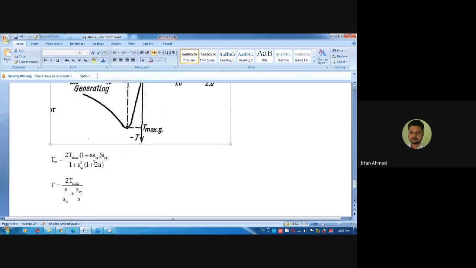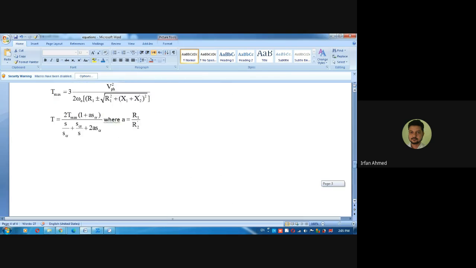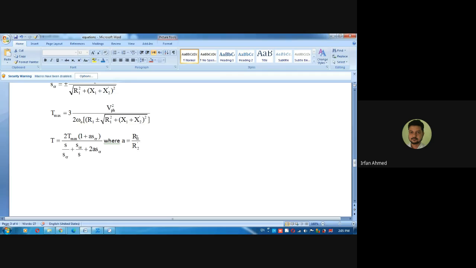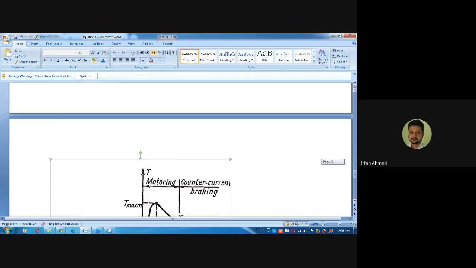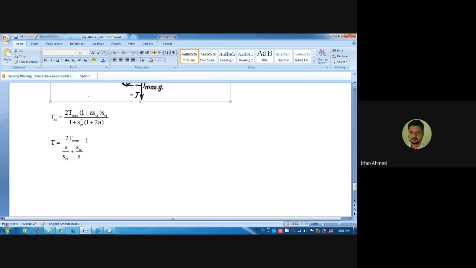Okay. So in this case, if we can neglect the stator resistance, then this A becomes equal to 0. Correct? If we neglect the stator resistance, the value of A becomes equal to 0. And if A becomes 0, torque becomes equal to 2 times Tmax divided by S by SCR plus SCR by S. Very popular equation. Torque is equal to 2 Tmax divided by (S by SCR plus SCR by S).